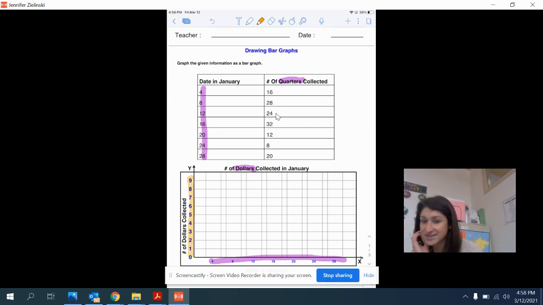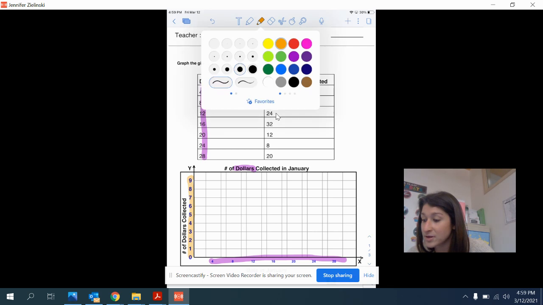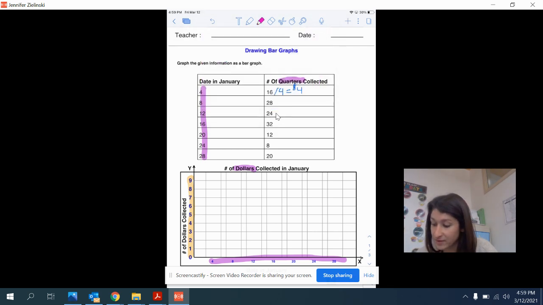Well, if I have 16 quarters, I'm going to have to do some math. I'm going to have to figure out how many quarters are going to be in and make those dollars. Well, I know 4 quarters equals $1, so I'm going to need to divide my 16 by 4. And when I do that, I get $4. So on my graph, I'm going to need to shade up to the number 4 as neatly as I can.